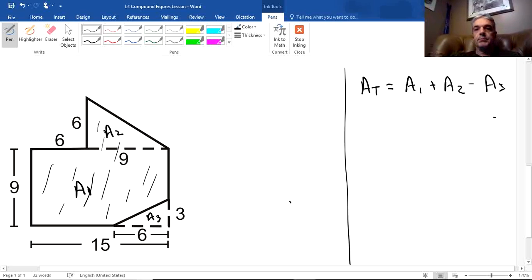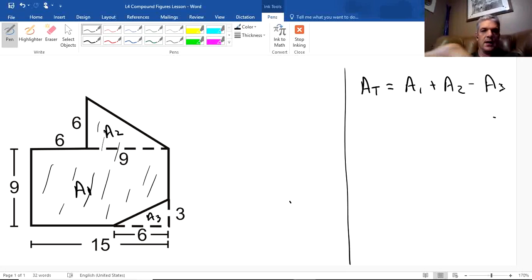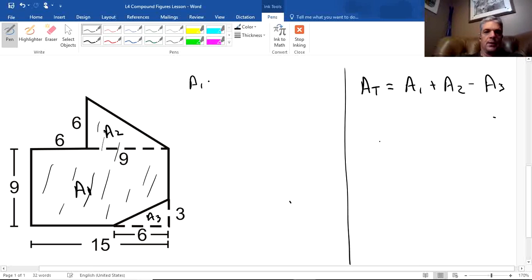And now what I'm going to do is work over here to calculate each of these things, okay? So first I have A1, which is a rectangle. A1 is this rectangle here, and it includes this little piece here because we're going to subtract that A3 at the end. Right now, we're just going to calculate it out as that and then find this area and subtract it. So that is going to be length times width. And it gives us the length and the width here. So A1 equals 15 times 9.